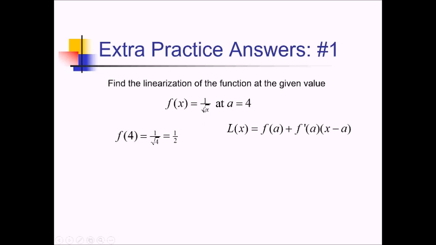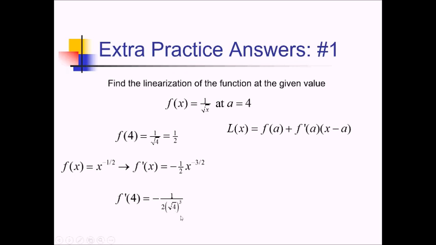F in general, I'm going to rewrite this function as x to the negative 1/2 power, just to make taking the derivative a little bit easier. And now f prime, that's going to be, using our power rule, negative 1/2 x to the negative 3/2. So now f prime of 4, I'm going to rewrite this in fractional radical form. This is going to be negative 1 over 2 times the square root of 4 cubed.